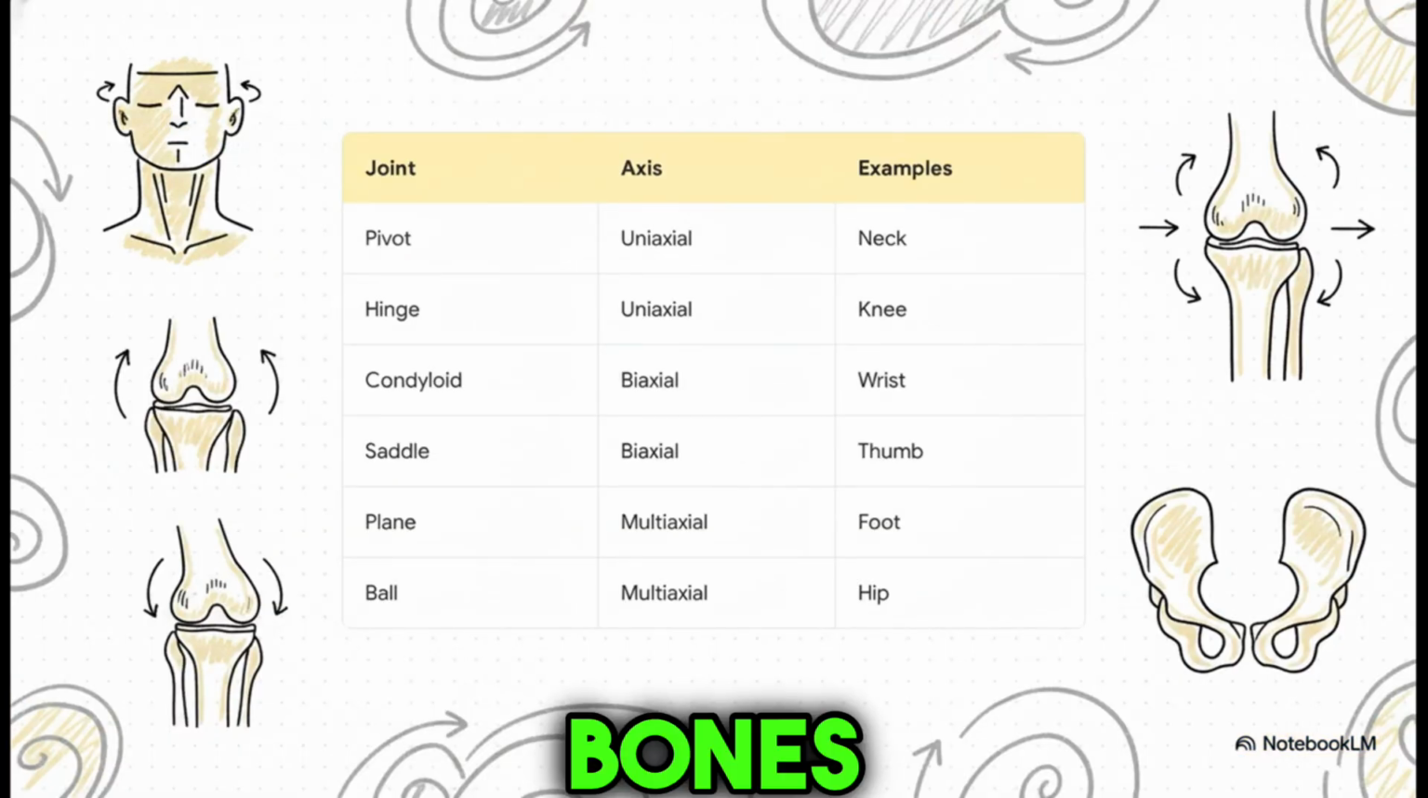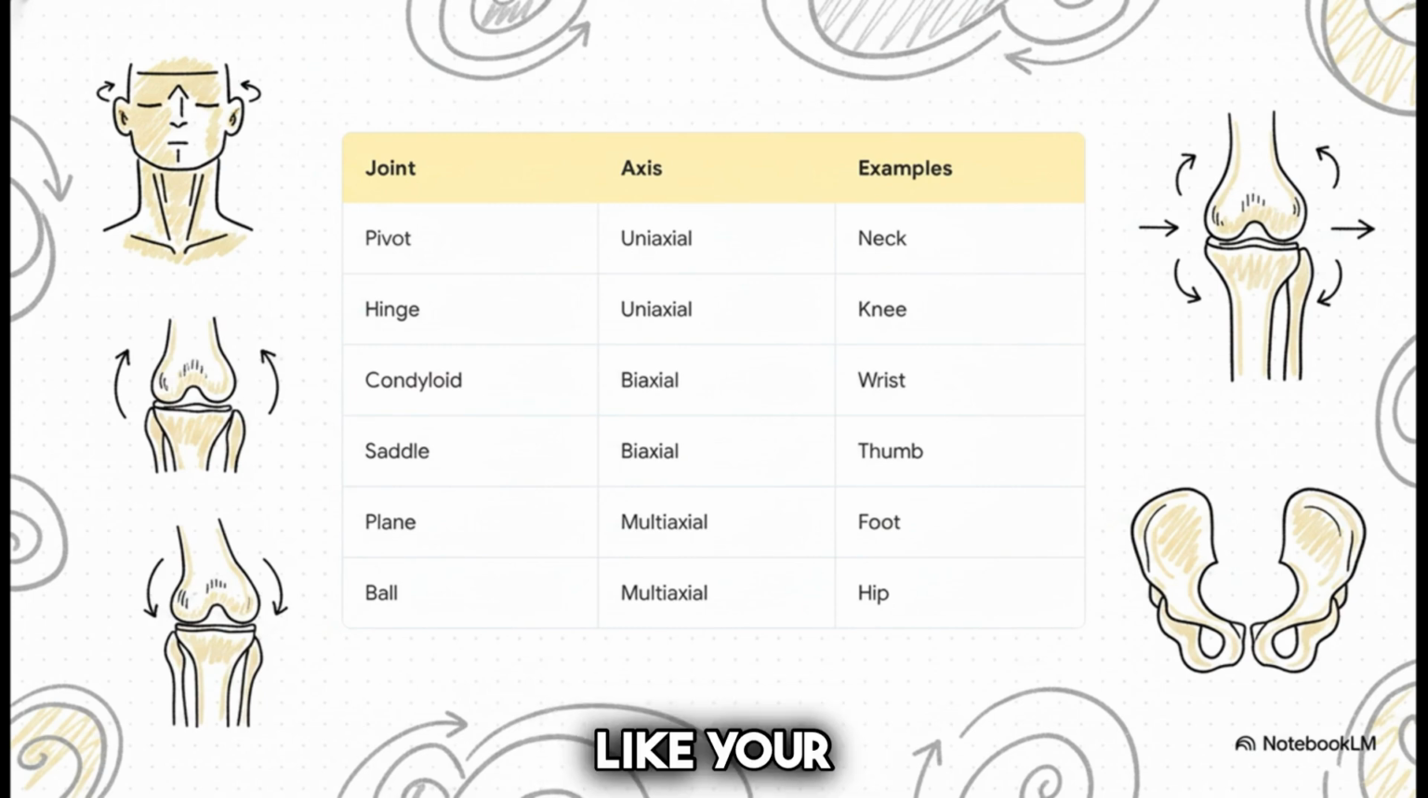Basically, the shape of the bones dictates the movement. You have simple uniaxial hinge joints, like your elbow or knee, opening and closing in just one direction. Then you've got pivot joints, like the top of your neck, which lets you shake your head no. And it goes all the way up to multi-axial ball and socket joints, like your shoulder and hip, giving you the absolute maximum range of movement in multiple directions.